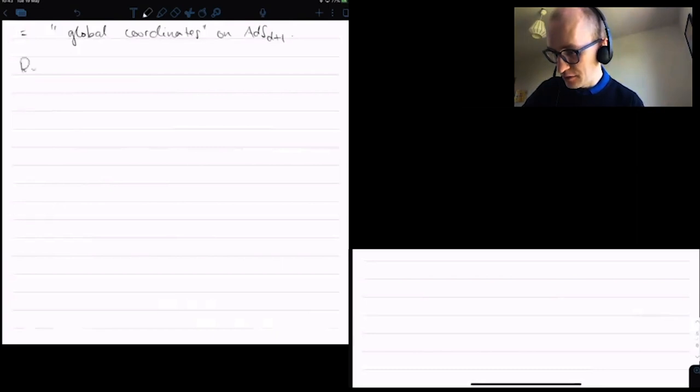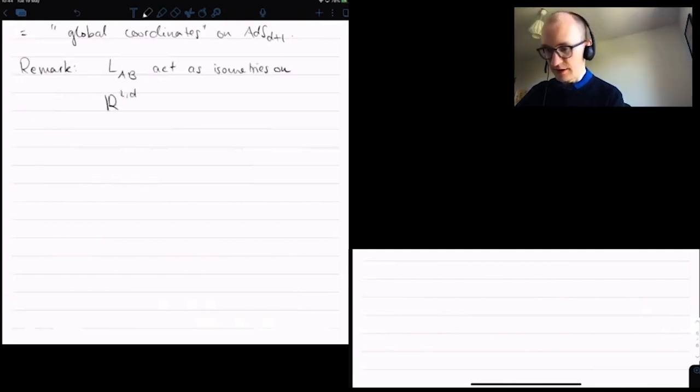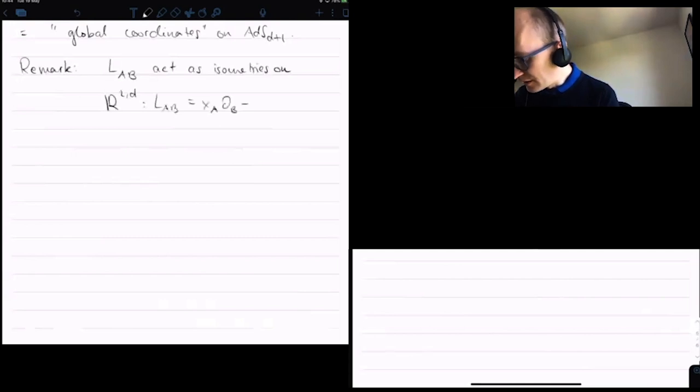Of course, now we have the L_{AB}. They act as isometries on R^{2,d} trivially, right? So we have something like L_{AB} equal to X_A ∂_B minus X_B ∂_A. Okay, these are just the standard Lorentz generators.